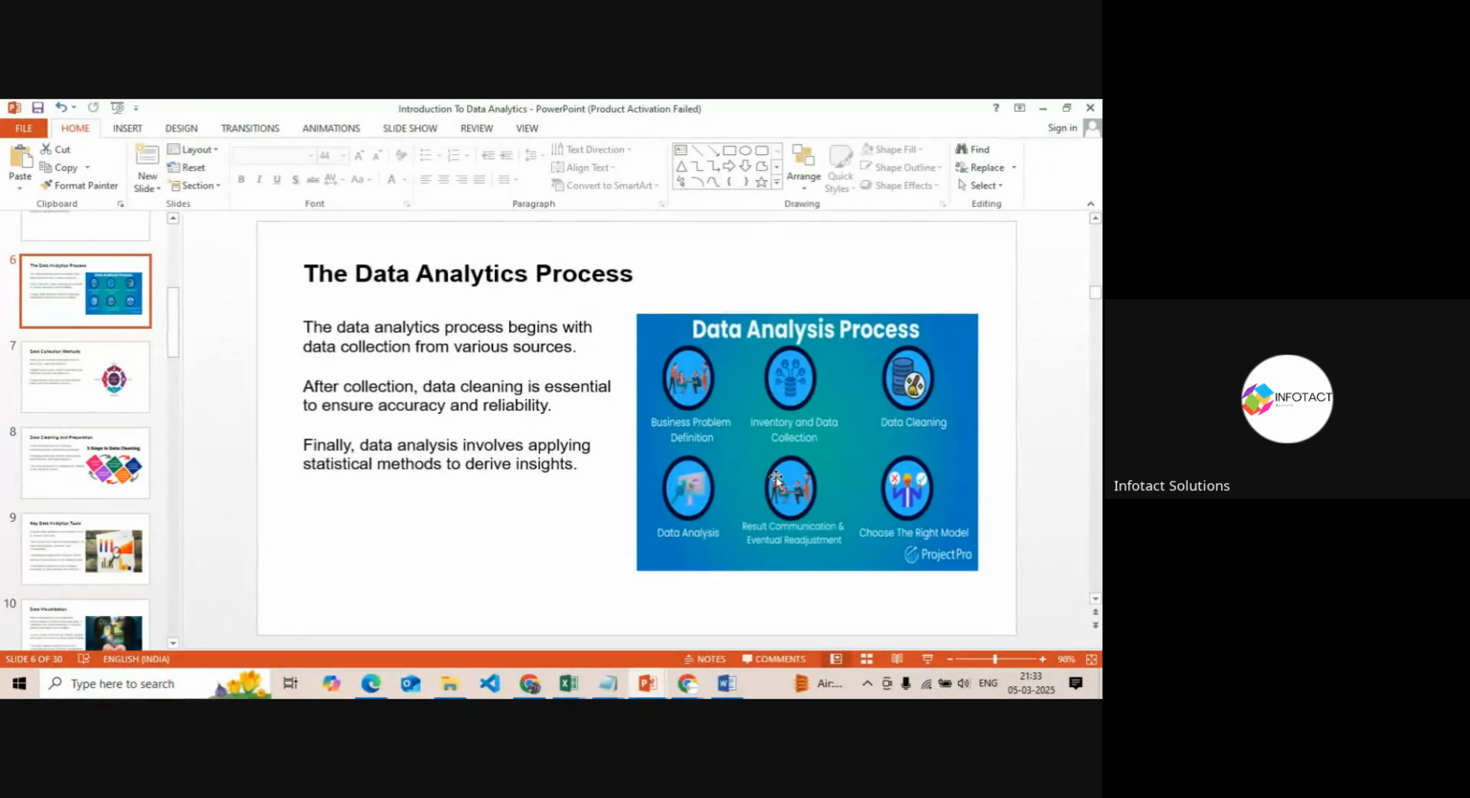So can you tell me what the real-time applications of data analytics and visualization are? In finance, we use it for fraud detection, stock market prediction, risk assessment. In healthcare, for patient diagnosis, hospital resource allocation, disease prediction. In e-commerce, customer segmentation, recommendation systems, sales forecasting. In marketing, campaign performance analysis, customer behavior tracking. In supply chain, demand forecasting and route optimization.